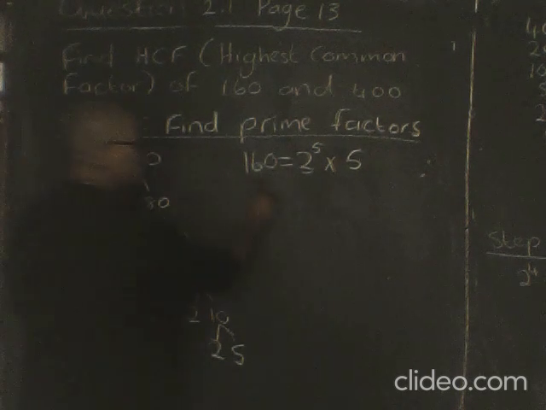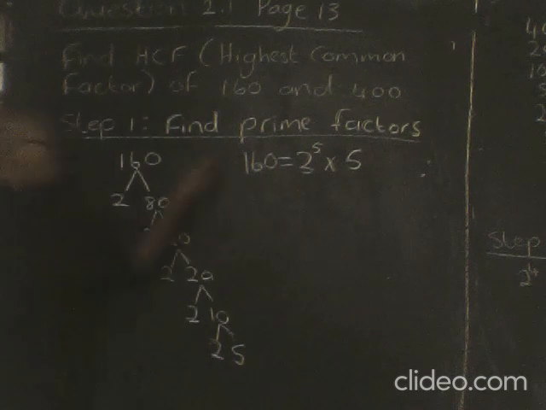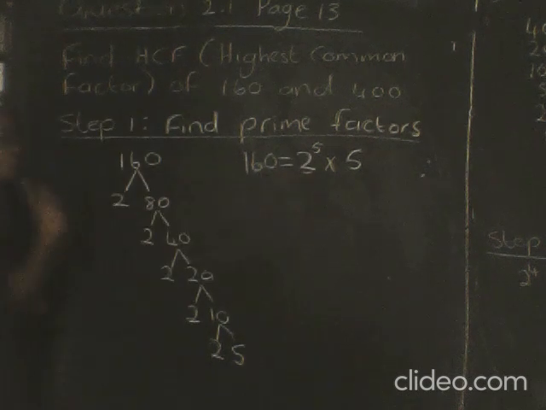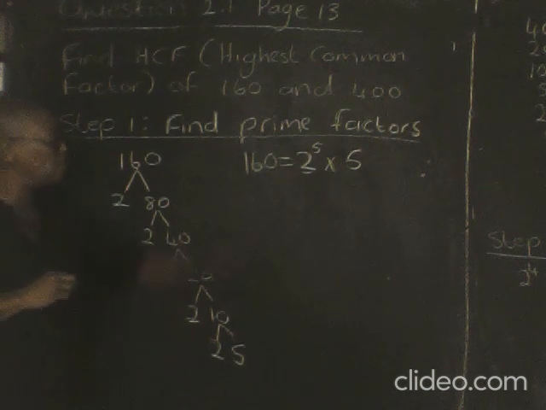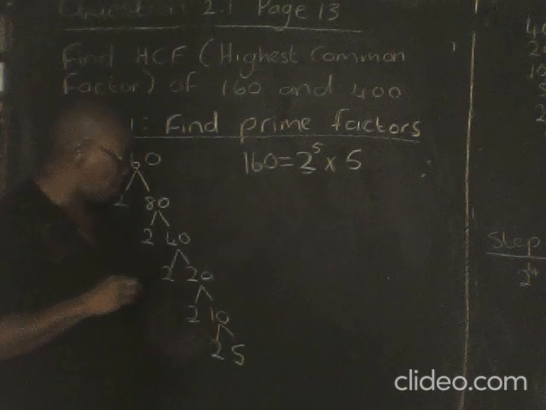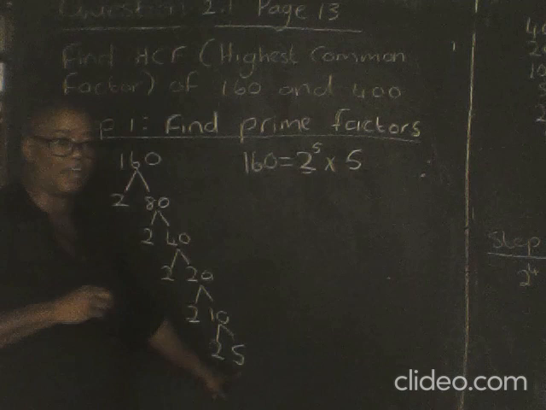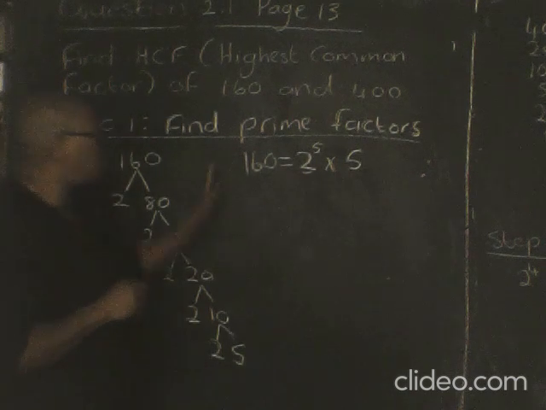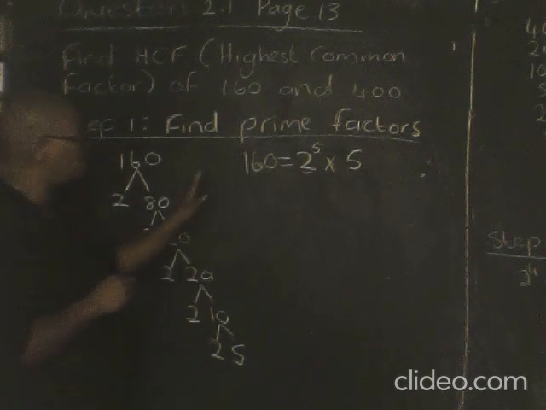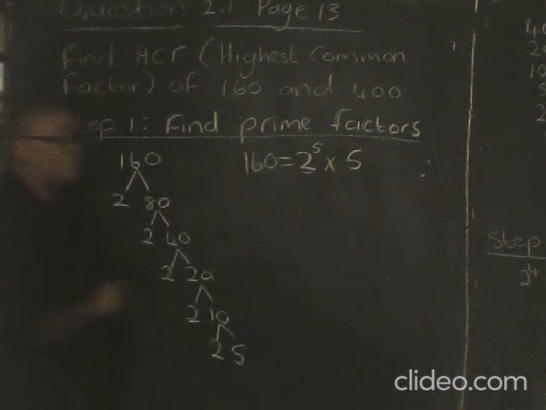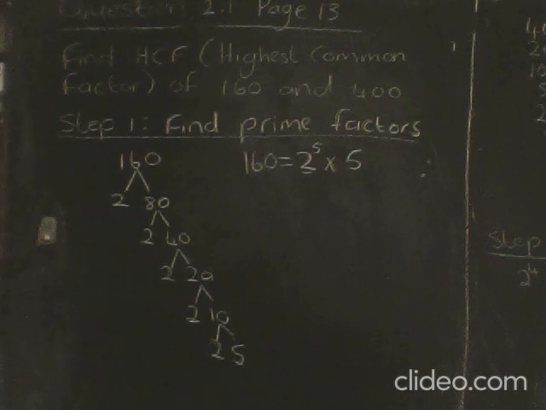Now my answer says 160 is equal to, the base number is 2, right? There's my 2. Now I must count how many times I have the 2. 1, 2, 3, 4, 5. So it will be 2 raised to the power of 5, multiplied by just 1 5, because there's a 5 there at the bottom. So the prime factors of 160 is 2 to the power of 5 multiplied by 5. If you input this on your calculator, you will get the same answer.